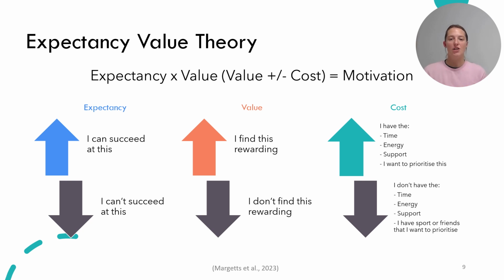And within value, I read it as plus or minus the cost. So cost involves all those external things, all the environment and the contextual things. So if you have time, energy, support, you've got a bit of intrinsic motivation, like I want to prioritize this, then that's going to increase your motivation. However, if you don't have time, energy, support, or maybe, if we're thinking about studying, sport's more of a priority, or your friends, then your motivation is going to decrease.